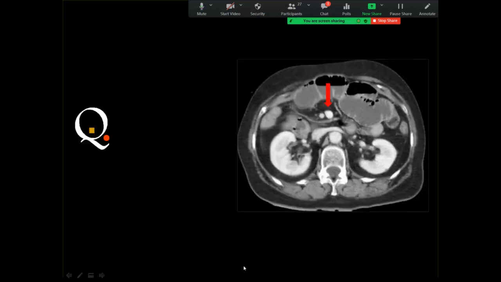Then this CT scan of the abdomen, the arrow points to the superior mesenteric vein. And do you think that there is an abnormality in this vein or not?